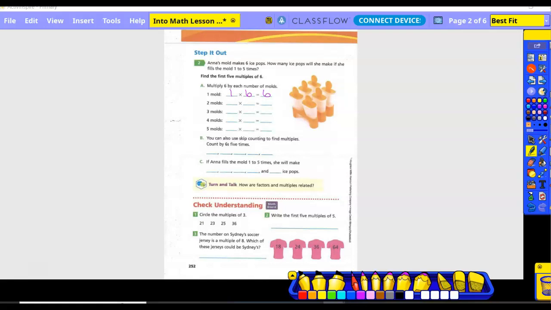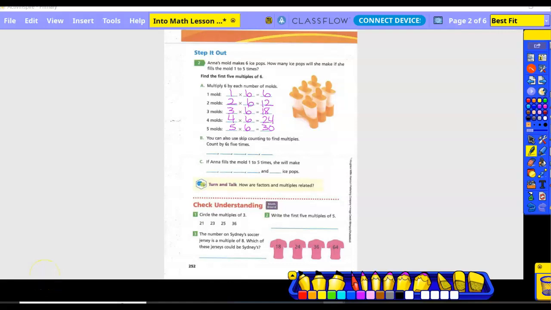2 molds, and there are 6 in each mold, so 2 times 6 is 12. 3 molds, there are 6 in each mold, so 3 times 6 is 18. 4 molds, there are 6 in each, so 4 times 6 is 24. 5 molds, there are 6 in each, so 5 times 6 is 30.